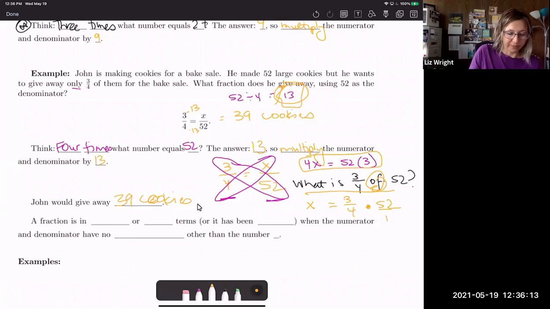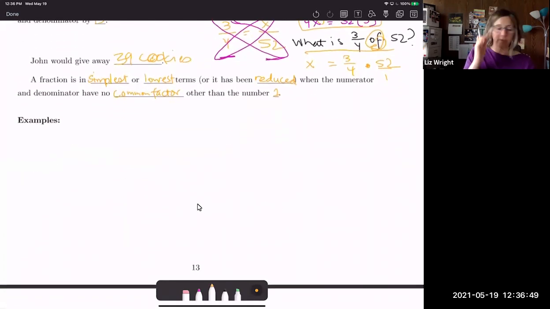So here we go, filling in our blanks. A fraction is in simplest or lowest terms, or it has been reduced. Those are all equivalent phrases or synonymous types of words. When the numerator and denominator have no common factor other than the number 1. So that's how we know that it's been reduced, is that there's no other common factor other than 1.